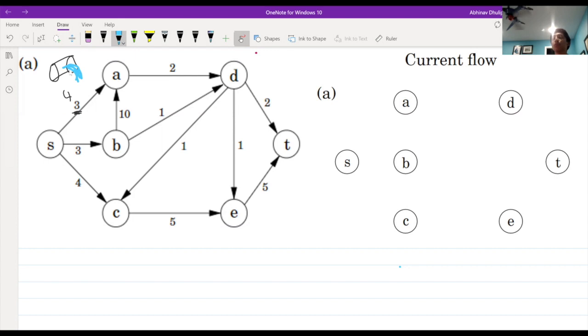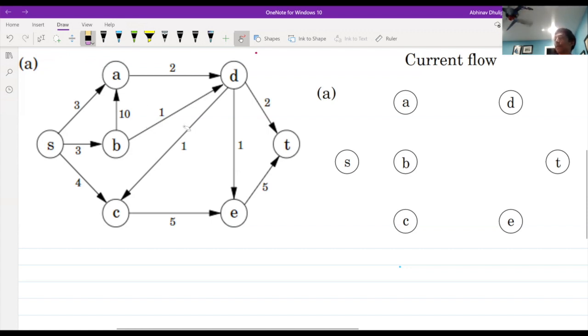And if we push more water than the pipe can handle, or the pipe is rated to, then obviously we're gonna blow up the pipe. Or if you want to think about it another way, if we push more current through a wire than the wire can handle, then we'll blow up the wire. So bad things can happen. So what I'm trying to say is we can't push more flow than is the capacity of this edge.